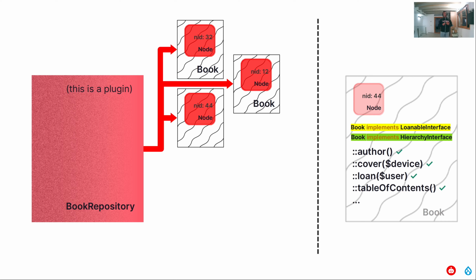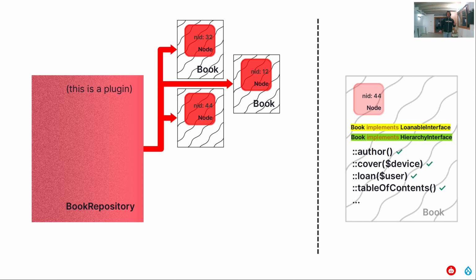So think of a repository like this big rectangle, and you pass in a node like this small rounded corner square. Each one of these represents a node with NID 32, 12, 44, and you pass it to the book repository and it creates a book object. And more interestingly, you can pass it to a helper function that inspects the entity. It sees that it's a book, it finds that there is a book repository for it, and then it uses the book repository to give you the book class.